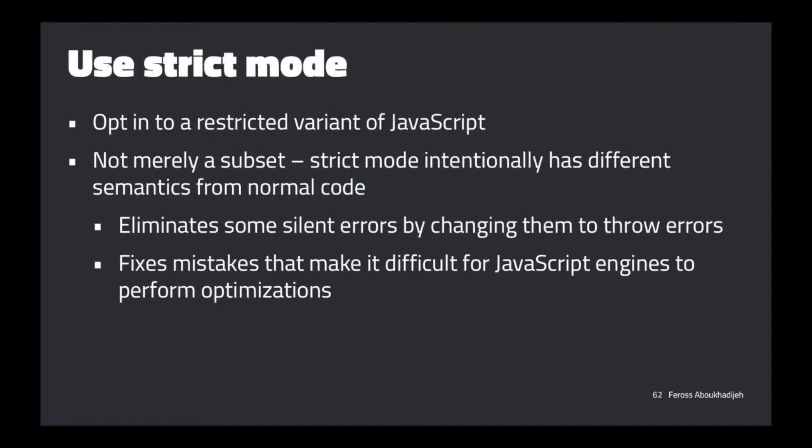You add that string, and then you sort of opt into a more restricted version of JavaScript. It's not a subset. It actually has different semantics. So, for example, silent errors, like what you saw before on the previous slide, become errors that actually throw exceptions. And it also fixes some sort of performance issues.